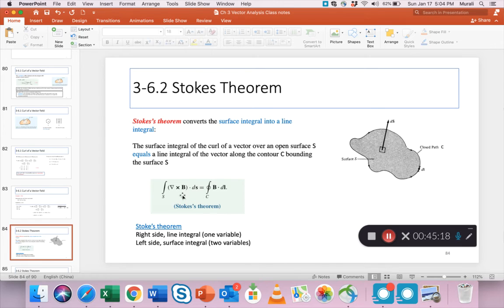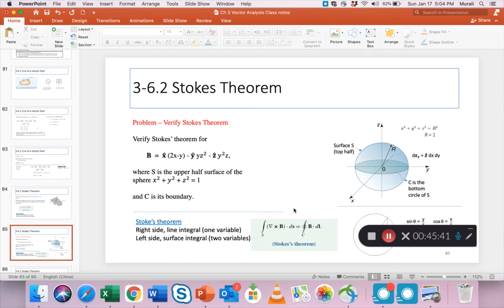Stokes theorem gives us a relationship to find a surface integral, which is an integral of a curl, and it can also be derived by a line integral, right? So both are the same thing is what Stokes theorem tells us. So your problems are going to tell you to verify Stokes theorem by solving for something using this method on the left and then using the right integral on the right, and your value should be the same for both.